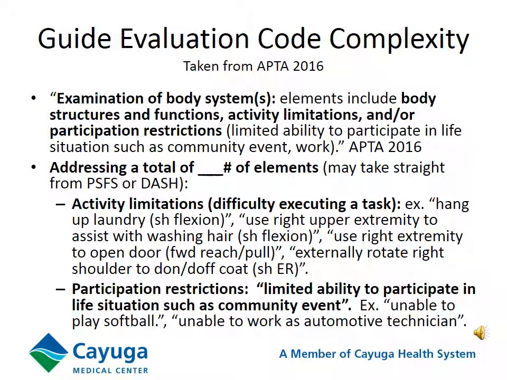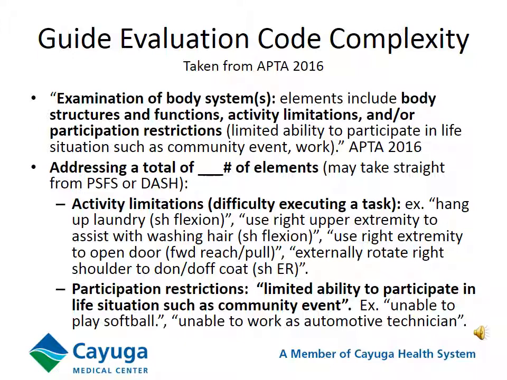These outcome measures can be used to help guide evaluation code complexity, a requirement that began in 2017. Clinicians are required to indicate how many elements they are addressing in their examination and treatment plan. Within the examination of the body systems, some of the elements include body structures and functions, activity limitations, and/or participation restrictions.